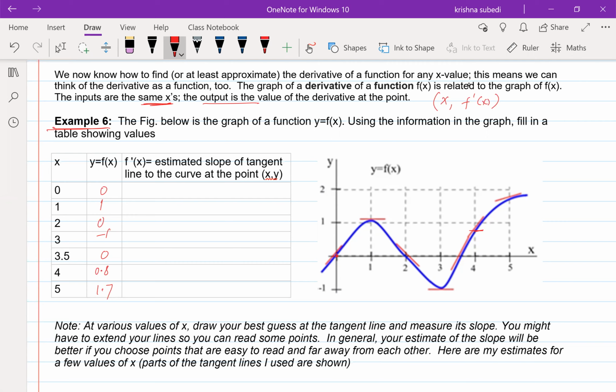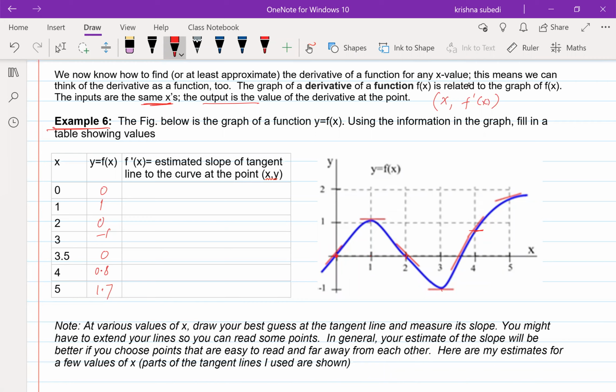By the way, here are my estimates, okay? I'm going to choose a couple of points in order to draw the tangent line and measure the slope. The one point that I'm choosing is this one at x equals 0. Another point is here at x equals 1 and y equals 1. Another point at x equals 2, y equal to 0, and so on. So these are the points I'm choosing, okay? You just choose a couple of points randomly, but choose the points that make the estimation of the slope of the tangent line easy, all right?